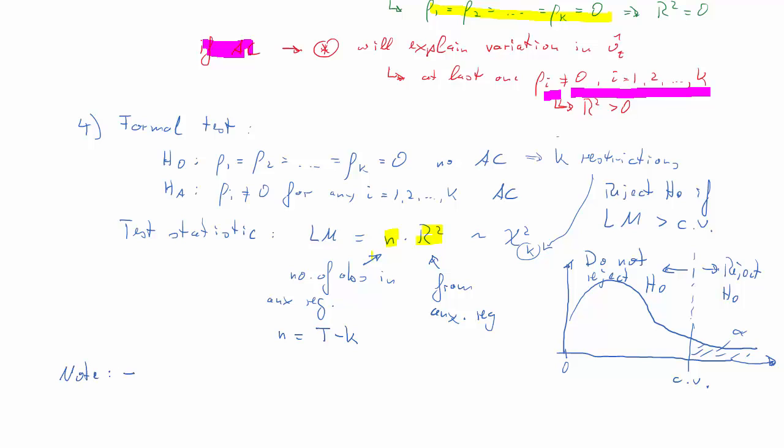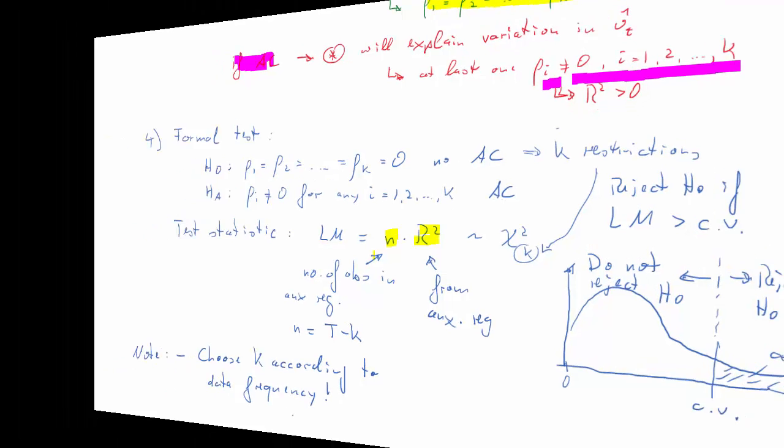Just a note before we complete this: what k should you be choosing? Well, that depends a little bit on the frequency of your data. If you have quarterly data, you may want to allow for quarterly autocorrelation, so k would be at least 4 or perhaps 8, a multiple of 4. If you have monthly observations, use 12.